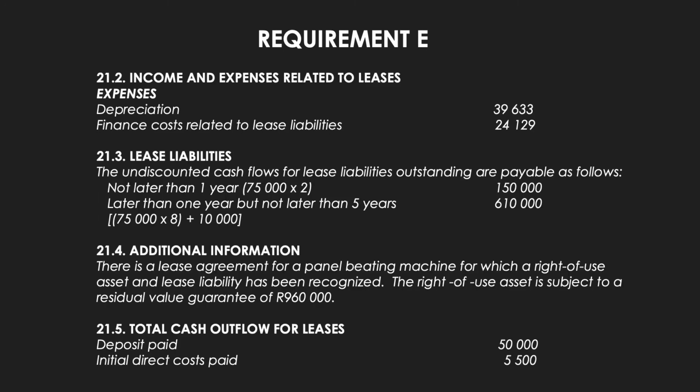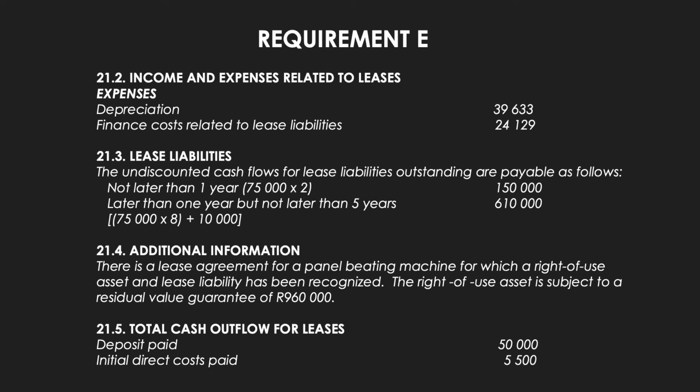The next subnote is the income and expenses relating to leases. In this case, we only had expenses that were incurred during the current financial year, ended 30 April 2010. The first expense was the depreciation of 39,633 Rand, and then the second expense was the finance costs relating to the lease liability. Important, you need to state that it's the finance cost related to a lease liability because you could have finance costs related to loans and overdrafts and so on. So this finance cost amounted to 24,129 Rand.